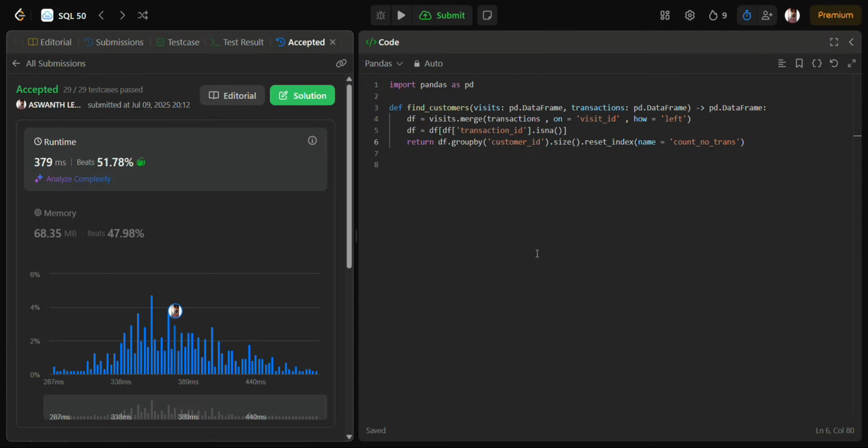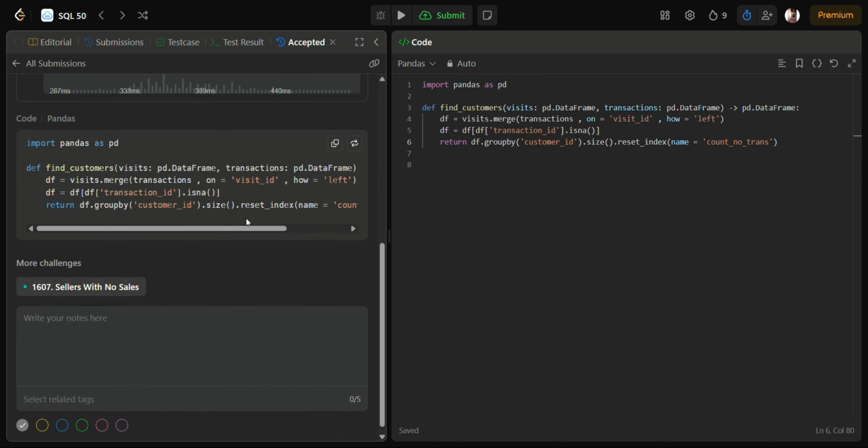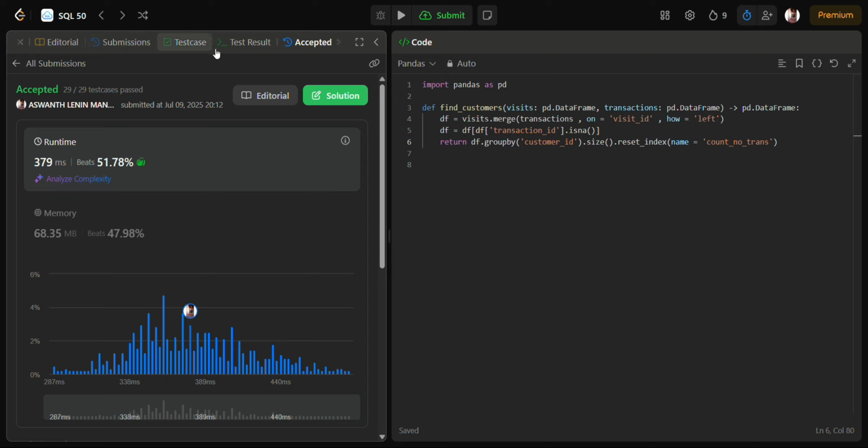Alright, that brings us to the end of this video. Today we walked through the problem in detail, understood its real-world significance, and solved it both in SQL and Pandas, focusing on logic, not just code.